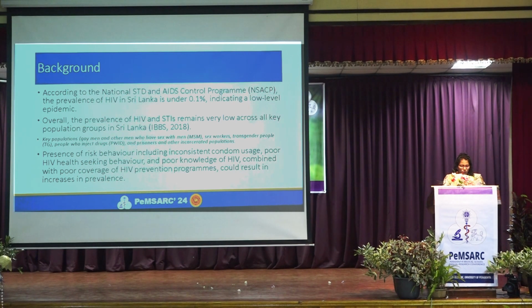And poor HIV health-seeking behavior, due to stigma obviously, and poor knowledge of HIV combined with poor coverage of HIV prevention programs, could actually result in an increase in the prevalence of HIV in time to come. As it says, we are sitting on a time bomb when it comes to HIV and STI in Sri Lanka.